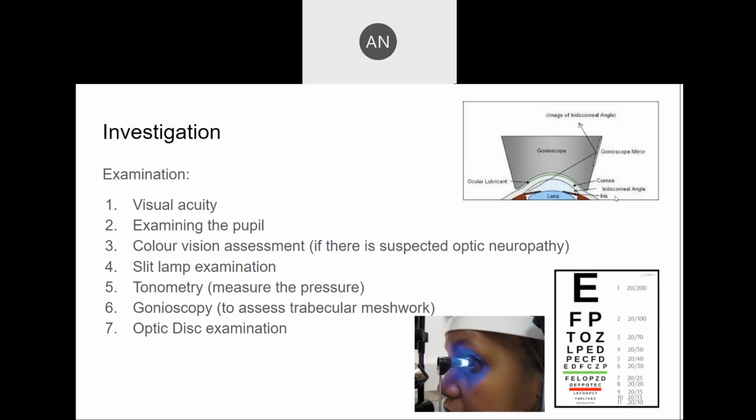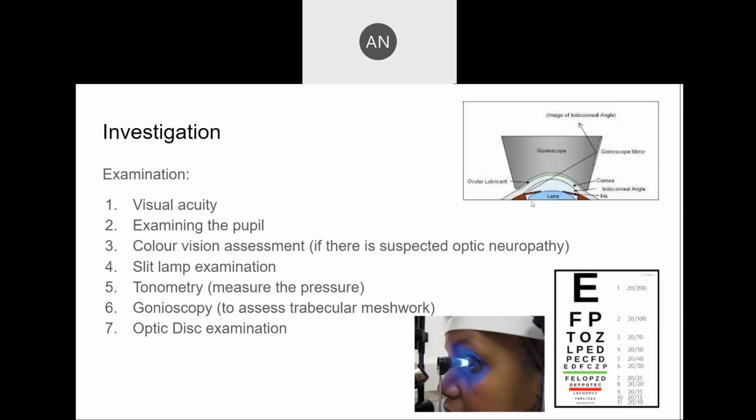Next, we could examine the pupil and also use fundoscopy in these cases, so you can also see the retina. Next is color vision assessment. However, this is indicated if there is suspected optic neuropathy. Okay, and also slit lamp examination.